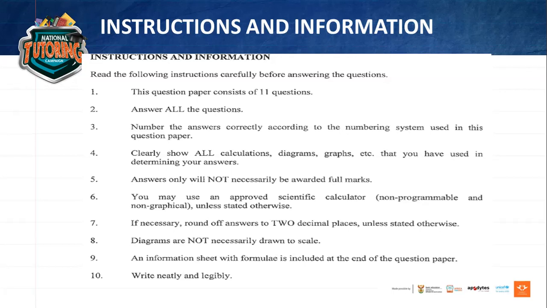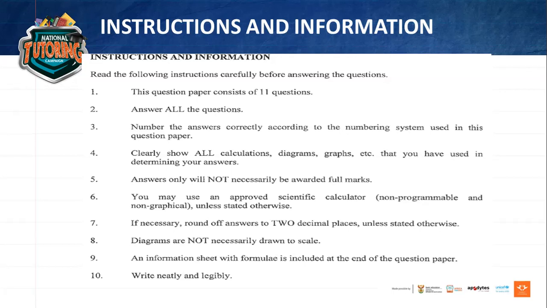The second part, number the questions correctly according to the numbering system used in this question paper. Okay, so the numbering system used in this question paper, it's very important. Okay, so we are going to be answering all the questions and number as it's numbered in the question paper. We have to clearly show all calculations.